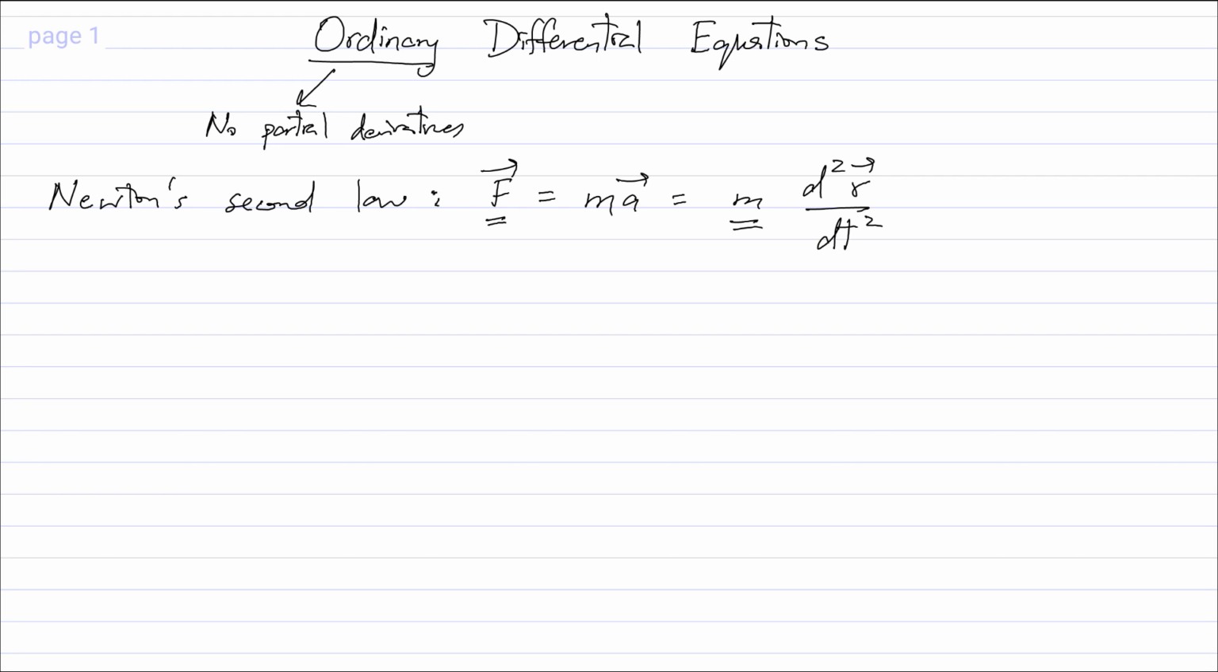The thing that you usually want, the position vector, is trapped inside a double derivative. And the force you may know as a function of time or of position. So you need to solve this differential equation. Technically, I should say that this force should be a function of this r.